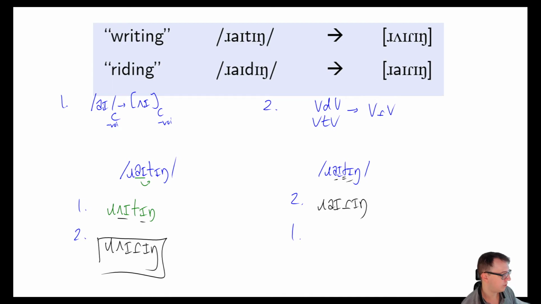Now, if we do raising, well, this flap is voiced. So we don't have a vowel before a voiced consonant, so nothing changes. What we end up with is riding.